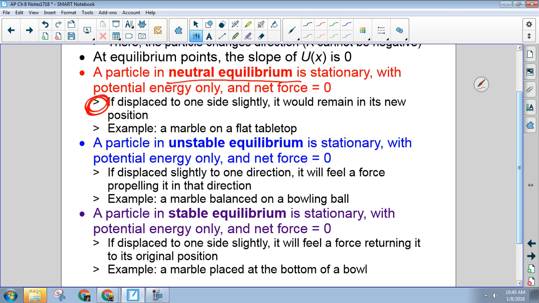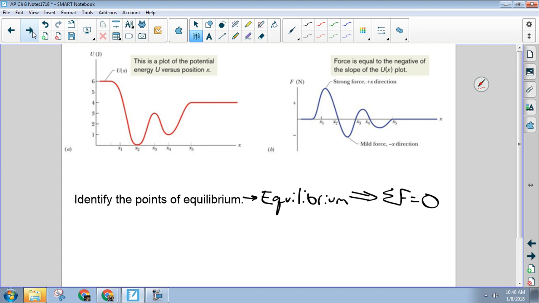I'll tell you what. Let me do this, and then I'll come back to the definitions. So what do we got? Red is neutral. Blue is unstable. All right. So, do you guys agree the slope here is 0? And the slope here is 0? Those are neutral equilibrium points.